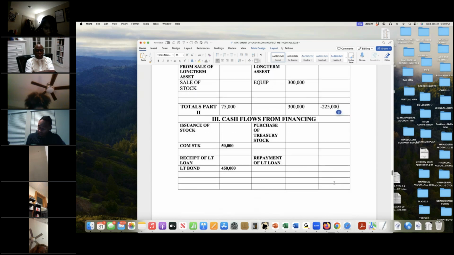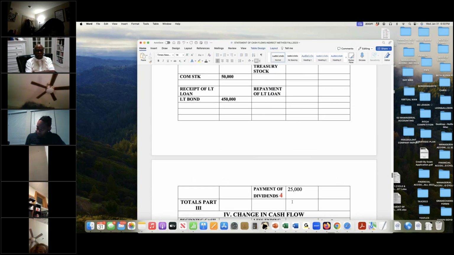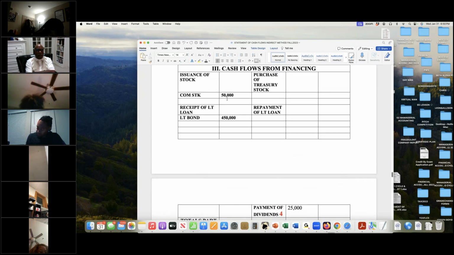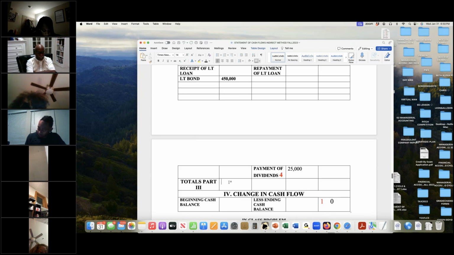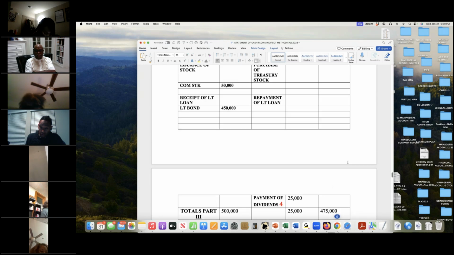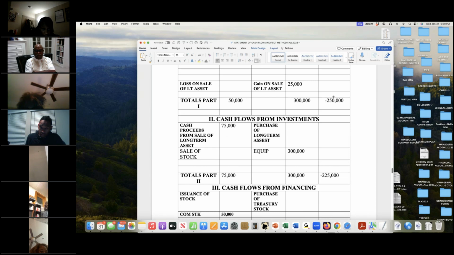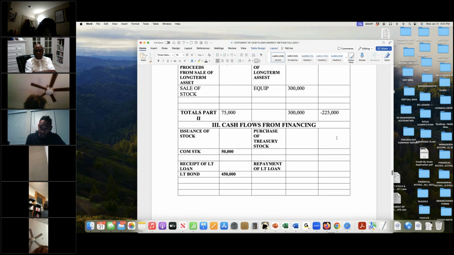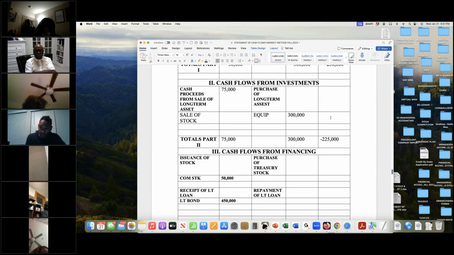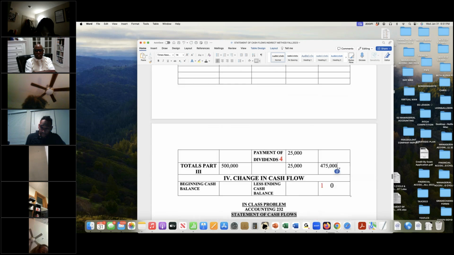Well, what happened in financing? They issued some stock and issued a bond and they had 500,000. And they paid a dividend of 25,000. So their money came from borrowing money. So 225, 250 and 225 is 475. So a minus 250 and a minus 225 plus 475 equals 0. So the change in cash is 0.